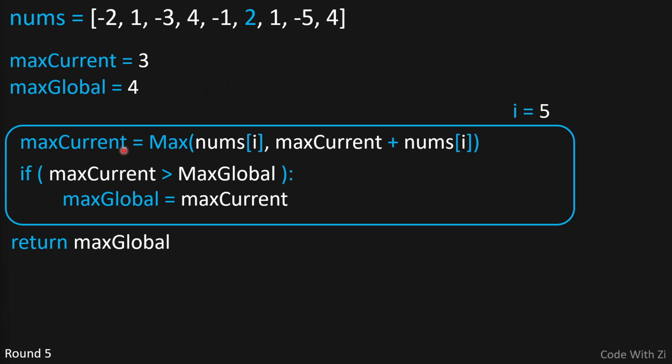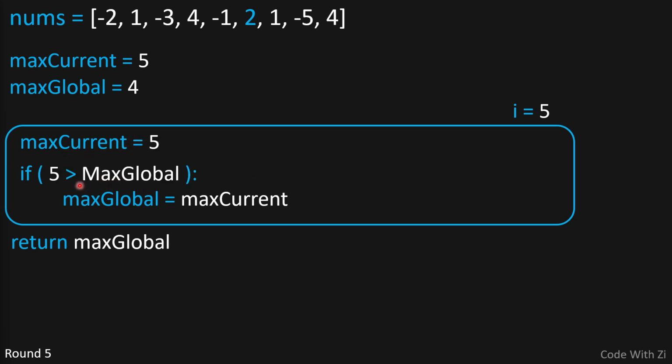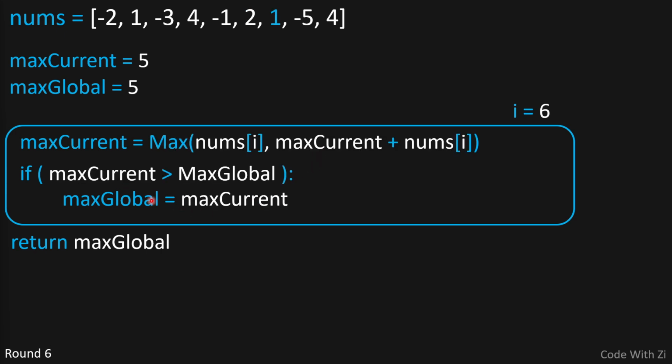So we're going to say max current is equal to max between 2 and 3 plus 2, like so. And this is going to give us 5. Between 2 and 5, 5 is better. So we're going to keep the subarray that we've found, and we're going to say max current is equal to 5. And then we're going to check if max current is greater than max global. Well, yeah, max current is 5 and max global is 4. So max global is going to be equal to 5, like so. And then we're going to move on to the next round.